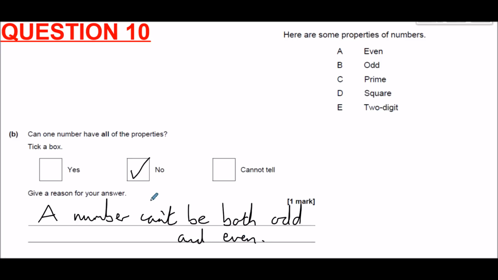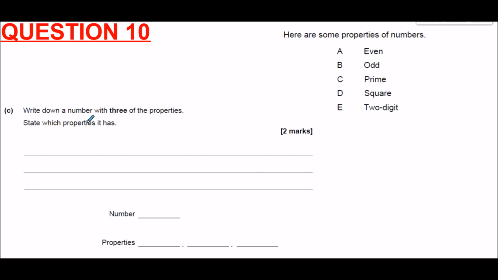So there might be other explanations you could have picked, but I think that's the most obvious explanation to pick up the mark. And part C is one of these questions where there's absolutely loads of different possible answers you could come up with. As long as your answer's correct, you could put down more or less whatever you'd like. So for example, we could go for the number 16.